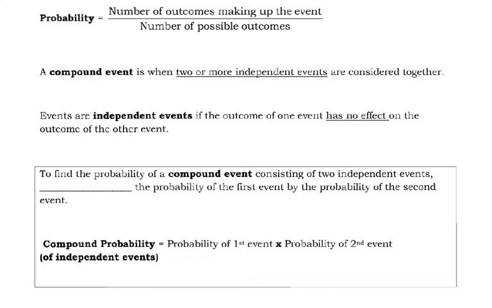So if we want to calculate the probability of a compound event consisting of two independent events, you're going to multiply the probability of the first event by the probability of the second event. So that's this written out as a formula. So there's basically two formulas and some definitions you need to know: the probability of a single event and the probability of a compound event.